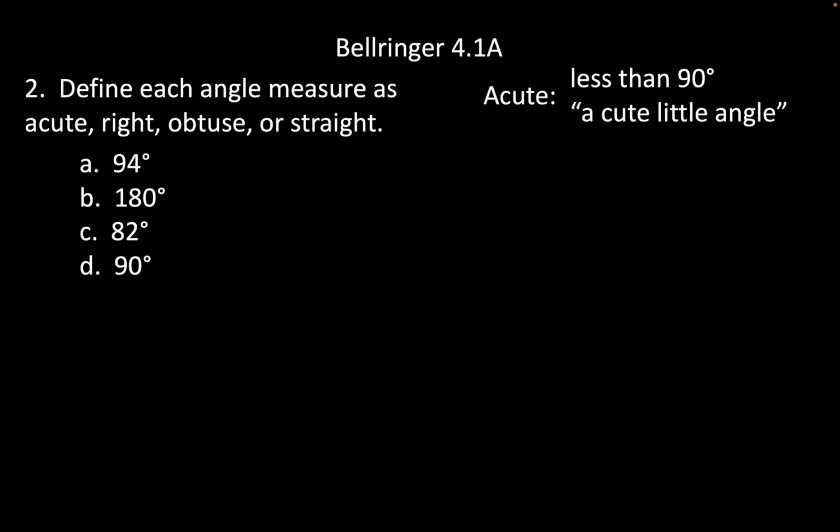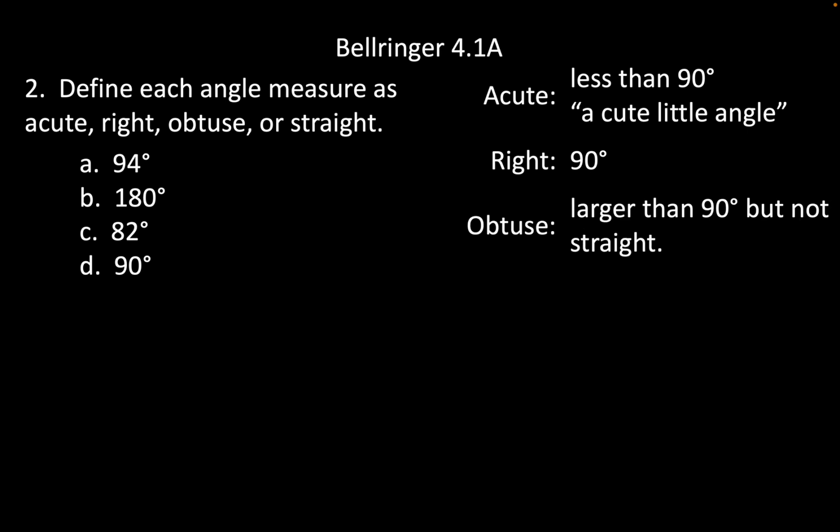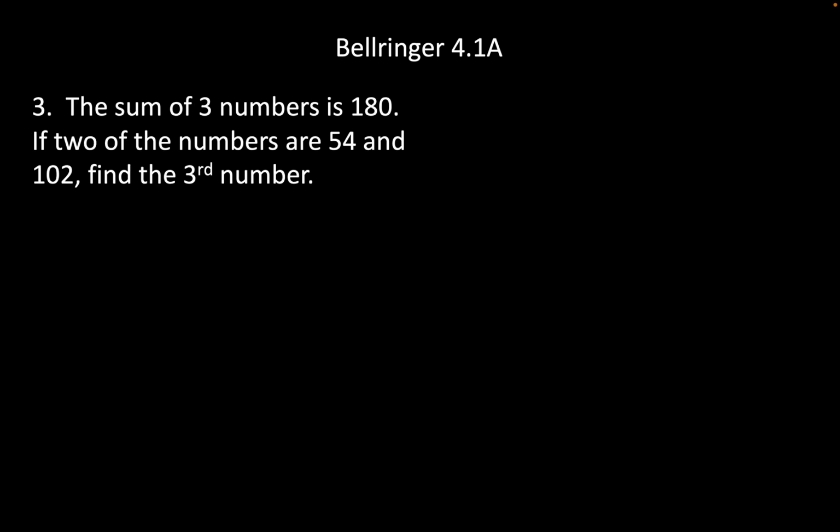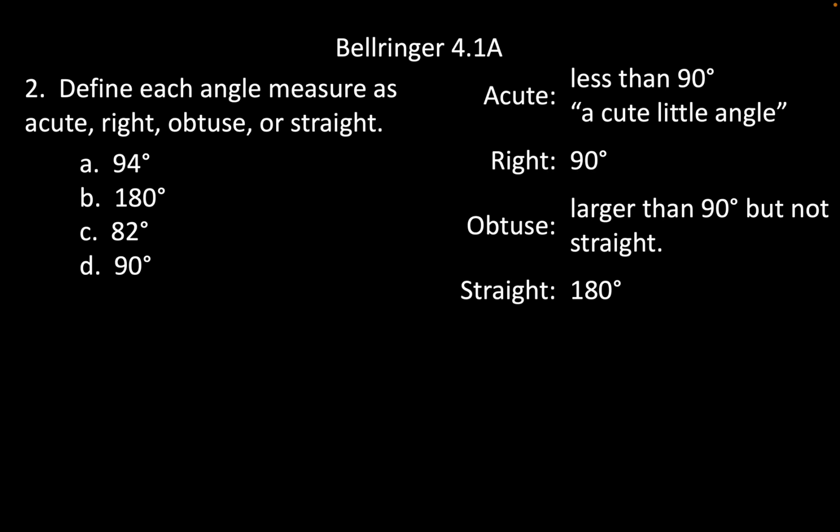I'm sorry, I have these things here. So again, less than 90 is a small angle, so what people like to say, to help remember, is a cute little angle. Right angle, again, is 90 degrees. It's shaped like an L, like the corner of your paper. Obtuse angle is going to be bigger than 90, but it's not straight. And then a straight angle is 180 degrees. So I guess I'll go back and answer these.